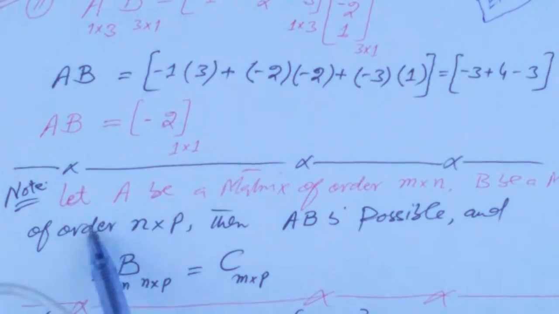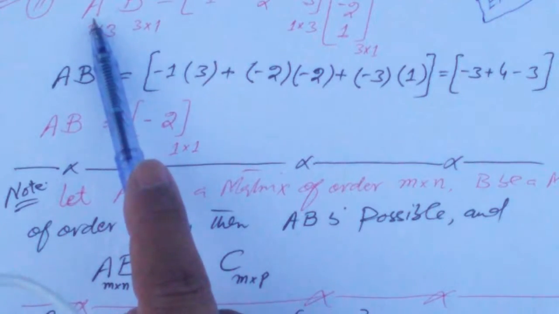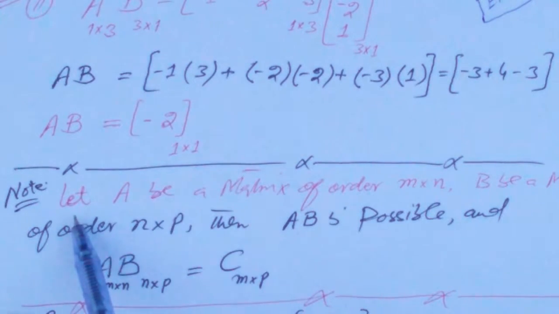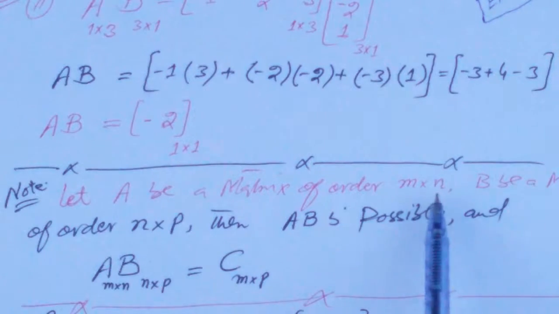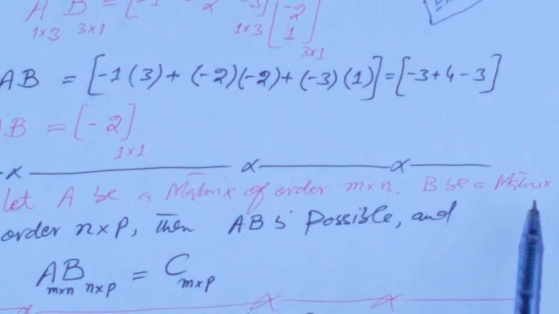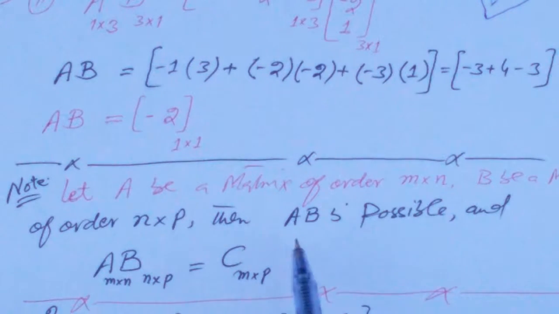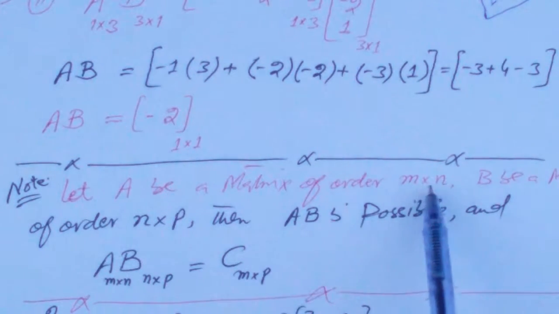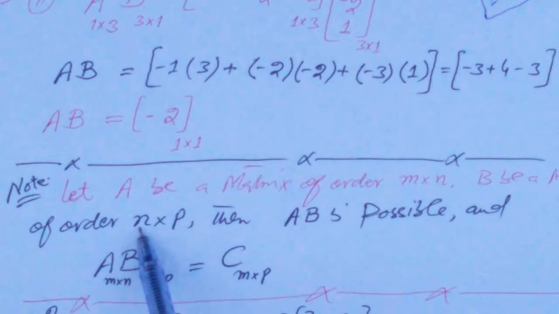There is an important point in the multiplication of two matrices. Let A be a matrix of order m cross n. That is, A is a matrix having m rows and n columns. B is a matrix having order n cross p. Then AB is possible. That is, the columns of the first are equal to the rows of the second.